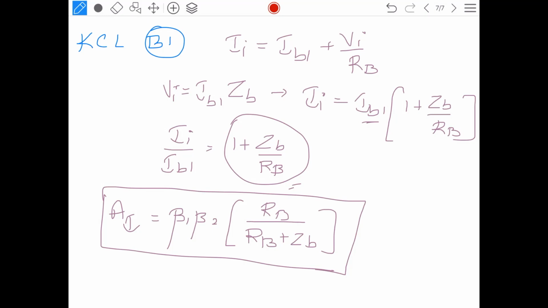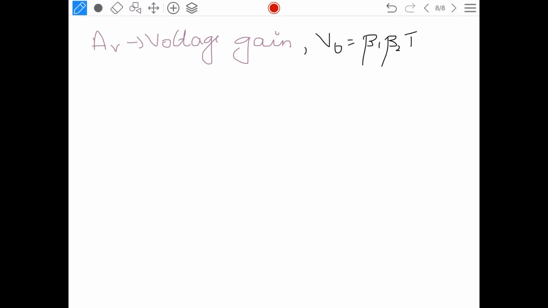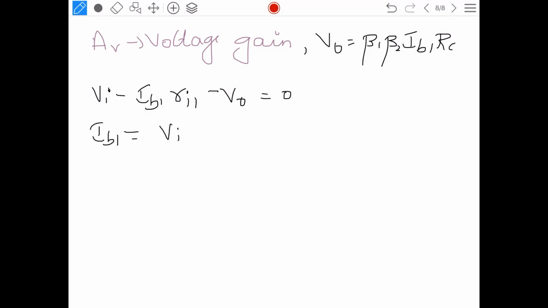The last term left is the voltage gain, AV. To calculate the voltage gain, we have Vout equal to beta 1, beta 2, IB1 into RC, because IC we have written as beta 1, beta 2 into IB1, and IC into RC is the output voltage. Initially we had written VI minus IB1 RI1 minus Vout equal to 0. This is from KVL to the outer loop. Initially we started with this, so I am substituting it here: IB1 equals VI minus Vout divided by RI1, after rearrangement.